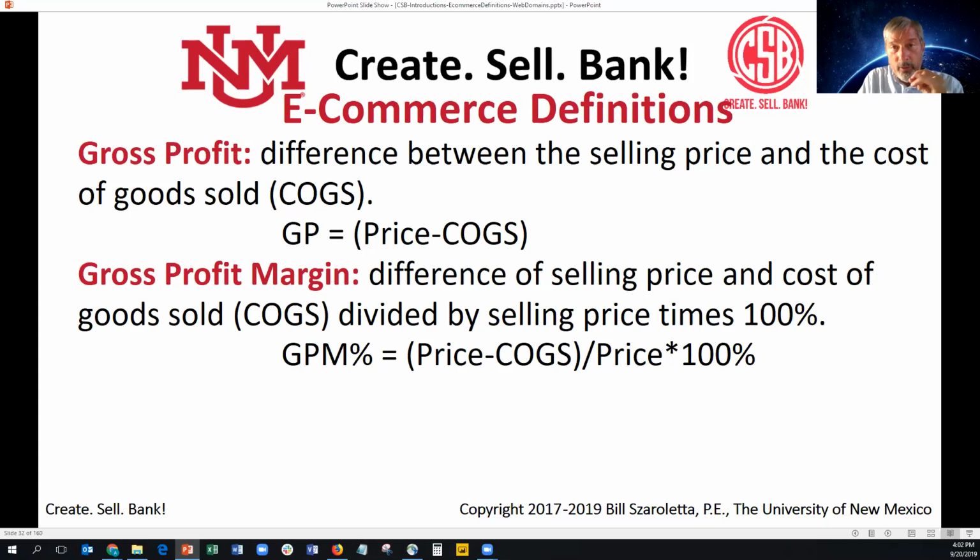Now, if you have venture capitalists that invest in you or angel investors that invest in you, the first question they're going to ask is, what are your margins? And what they're really talking about is, what are your gross profit margins? It's basically taking the gross profit up in the numerator, dividing it by the price. So price minus COGS, in parentheses, divided by price, times 100%. And on assignment 2, you're going to have an opportunity to calculate some.